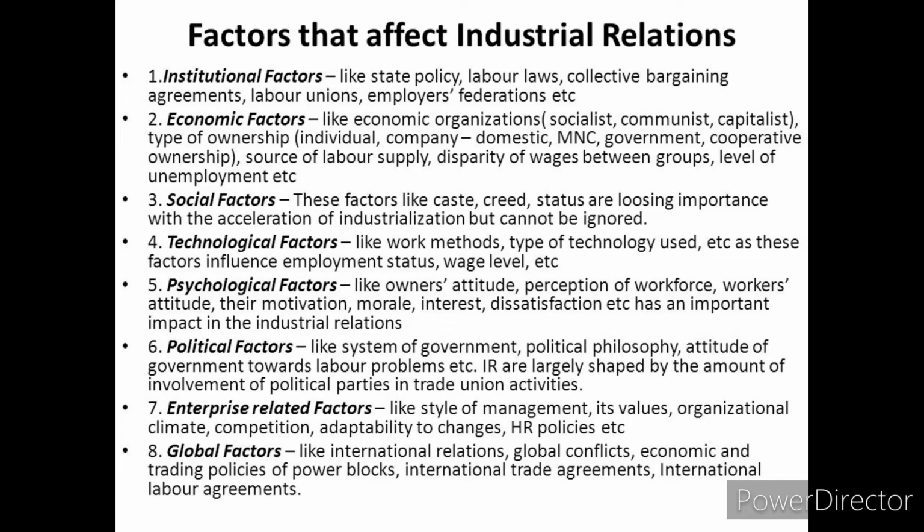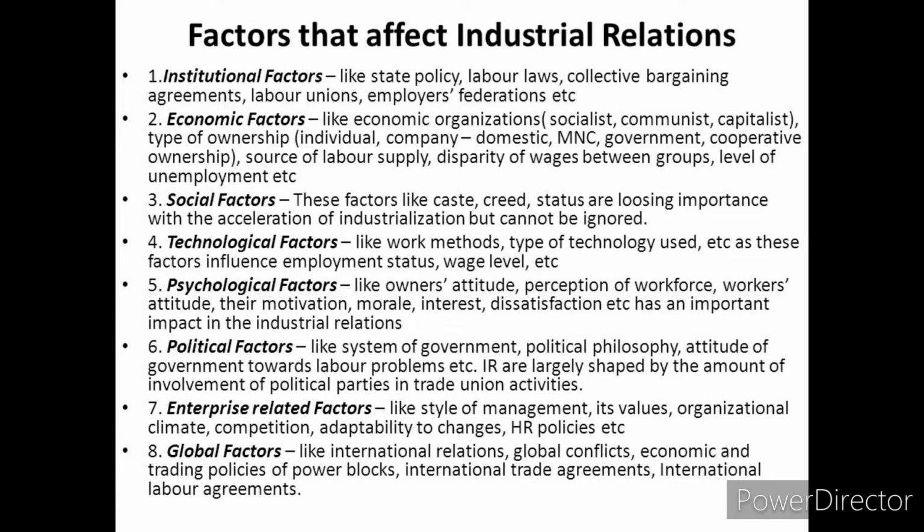Next, economic factors. Economic factors like market demand, supply, labor force, these all will influence the industrial relations. Next, social factors. Social factors like caste, creed, etc. will also influence. Next, technological changes or factors like computerization, modernization, and usage of more technology will also influence the wage level or work level.